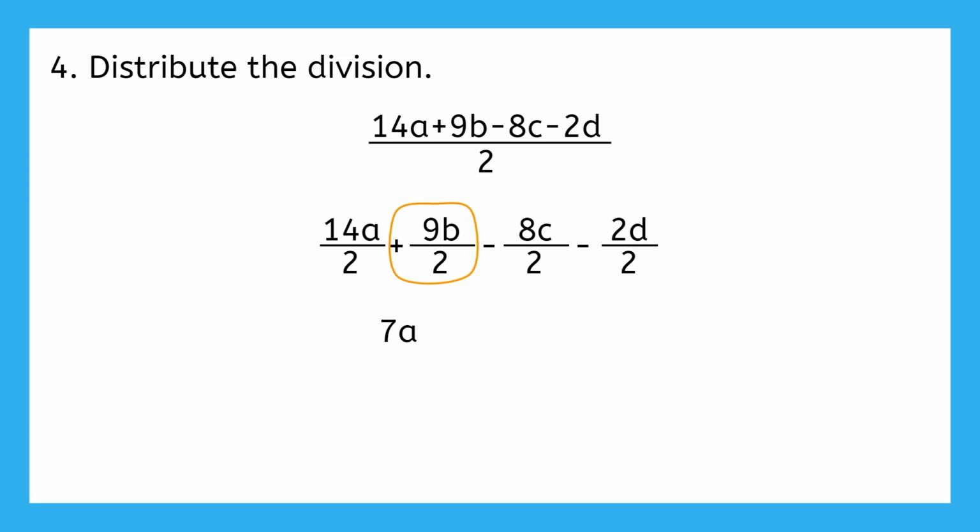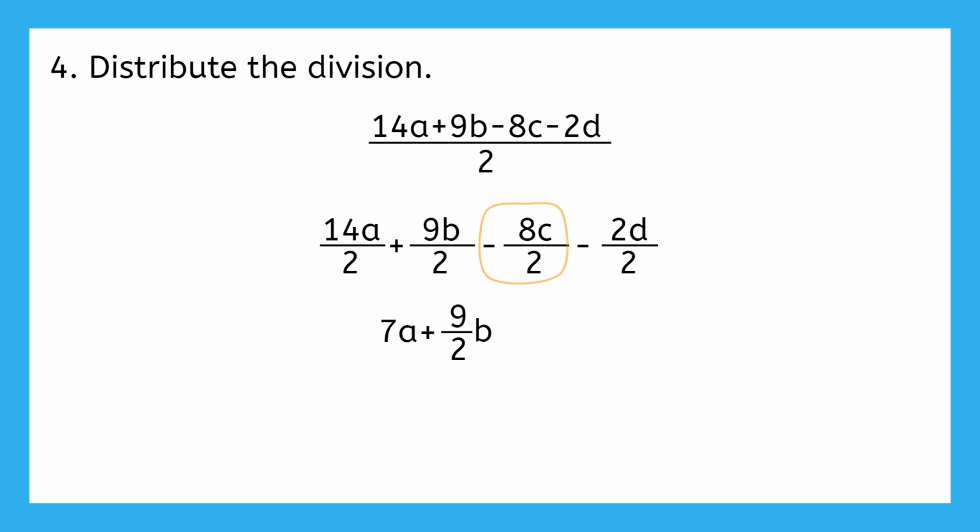9 divided by 2 does not make a whole number. So what do you think we do? Yeah, this is totally okay. We could just make our coefficient the fraction 9 over 2. Just like with a whole number coefficient, the entire 9 over 2 fraction can go in front of the b.